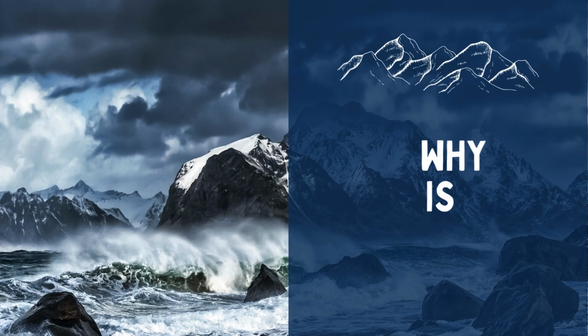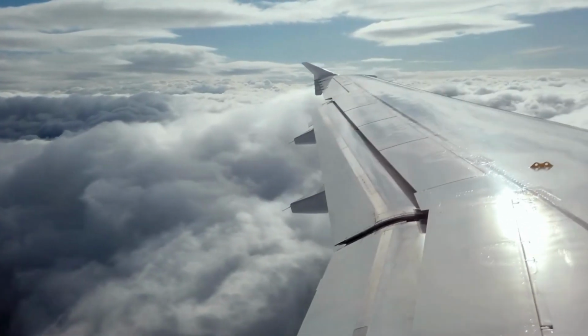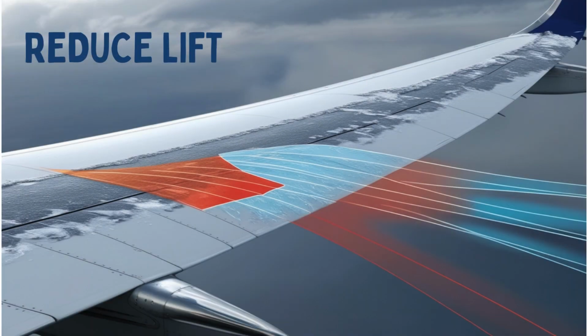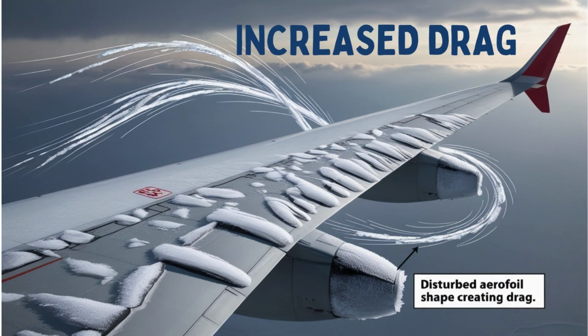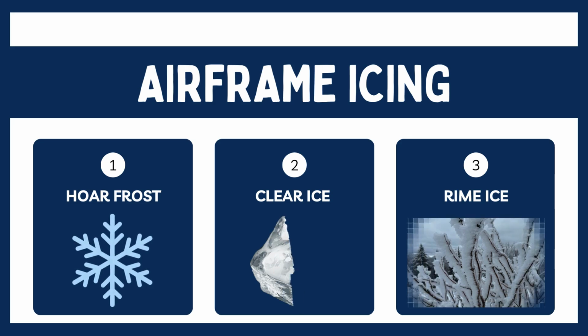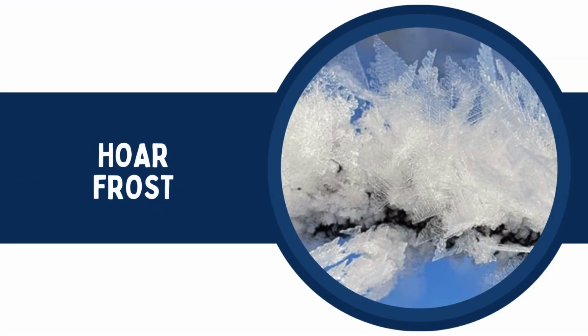So what is icing and why is it dangerous? Imagine this. You're cruising smoothly when your aircraft starts behaving unpredictably. Icing can reduce lift, increase drag and compromise your safety. Sounds terrifying, doesn't it? Let's simplify it. So now let's jump into airframe icing. In airframe icing, as I told you at the start, we have hoarfrost, clear ice and rime ice. Let's get the easiest one out of the way, which is hoarfrost.